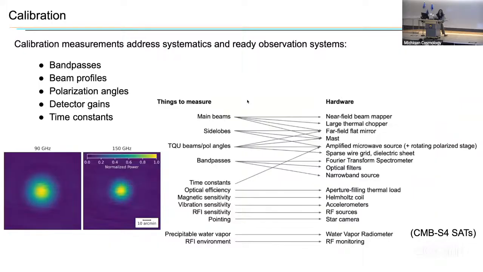Other realities are that we need to continue to make sure we understand what is happening with the instrument when we're actually making these observations. And there's this laundry list of things to measure and hardware that supports it. We need to understand the beam profiles of our system. This is included in those map products that you might download. We characterize the instrument beam and publish it with the map data because that's what goes into our final data products. And we have to study polarization angles, detector gains, time constants, meaning how quickly does your system return to normal after absorbing some power in the detectors.